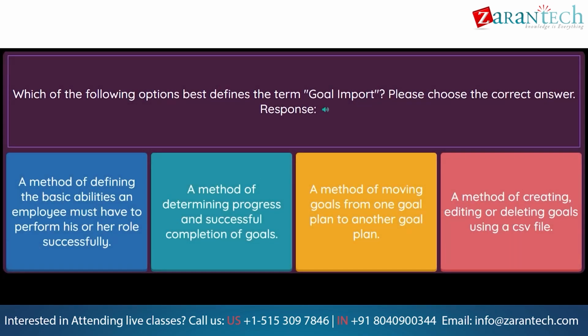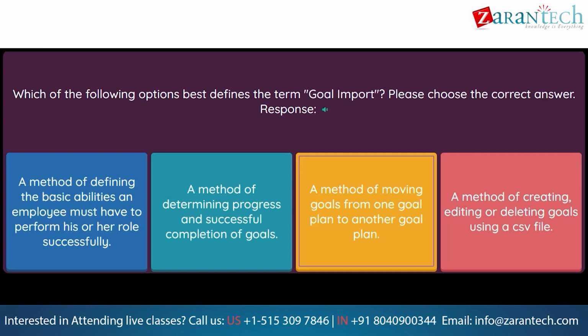Question: which of the following options best defines the term goal import? Please choose the correct answer. Response: Option 1, a method of defining the basic abilities an employee must have to perform his or her role successfully. Option 2, a method of determining progress and successful completion of goals. Option 3, a method of moving goals from one goal plan to another goal plan. Option 4, a method of creating, editing, or deleting goals using a CSV file.